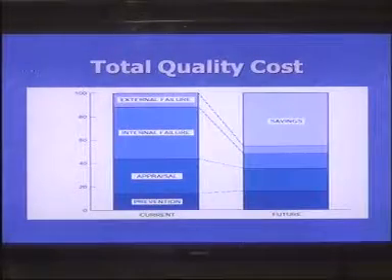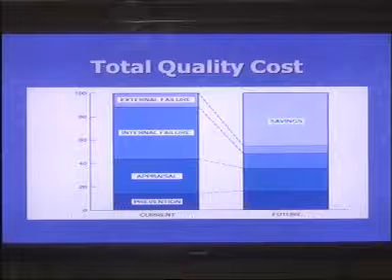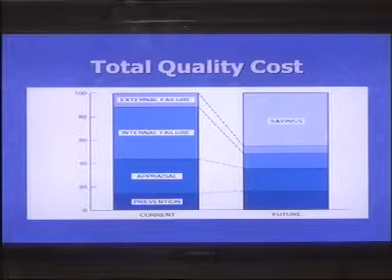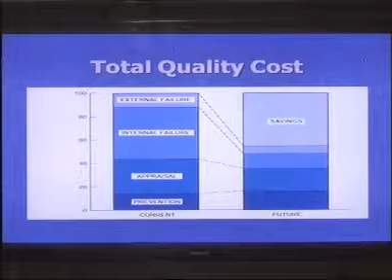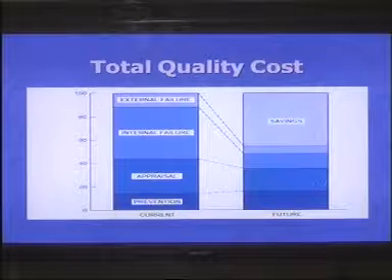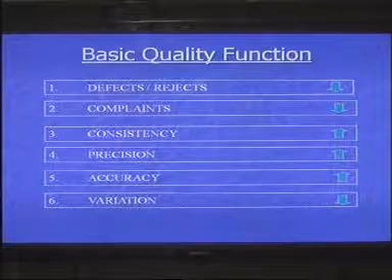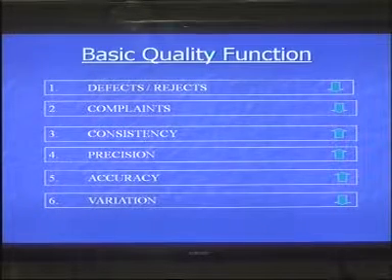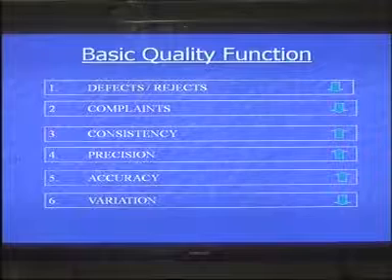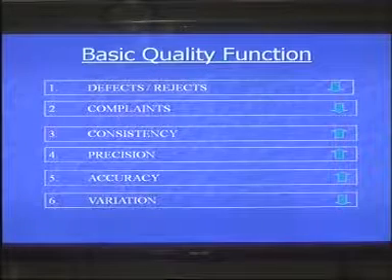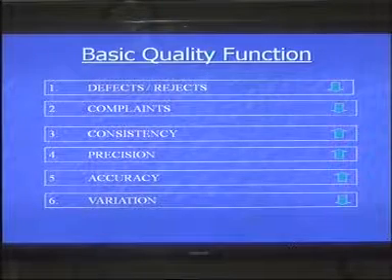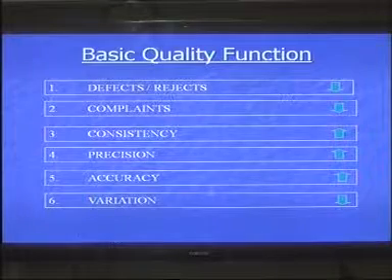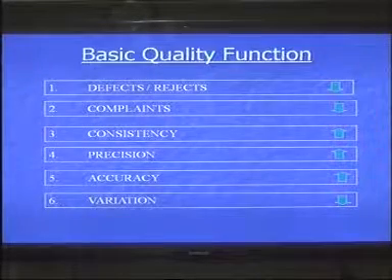So there are some savings, but the savings can go away if you encounter external failures or internal failures. Therefore, always do the job right. So basic quality functions are these: defects and rejects must be down, complaints must be down, consistency must be high, precision must be high, accuracy must be high, and variation must be down.